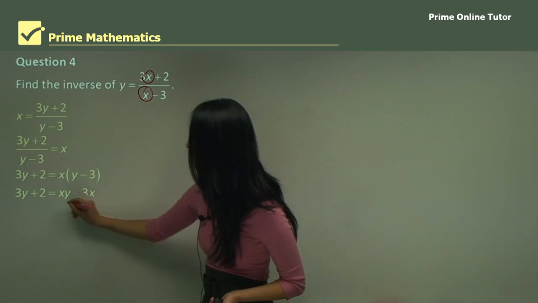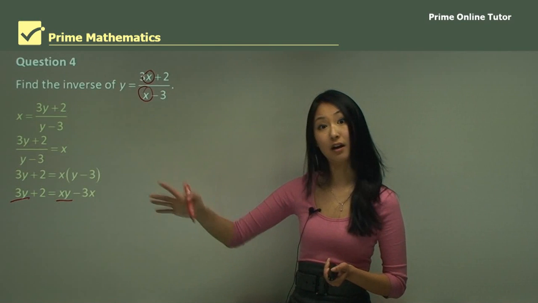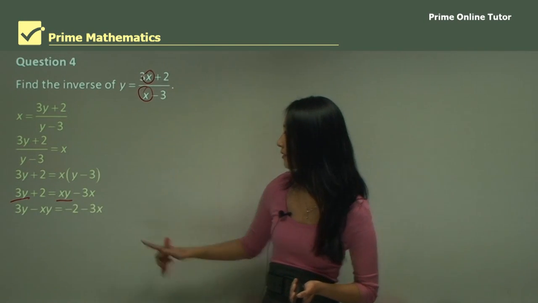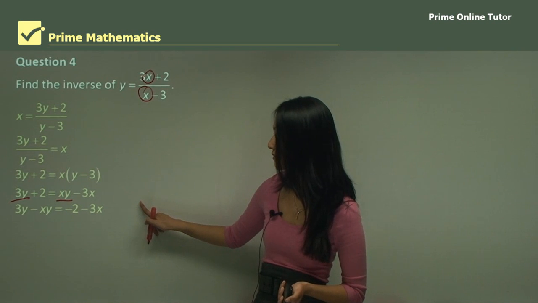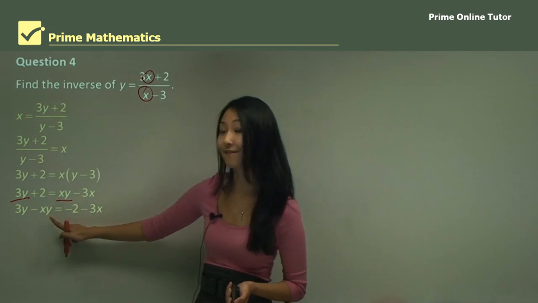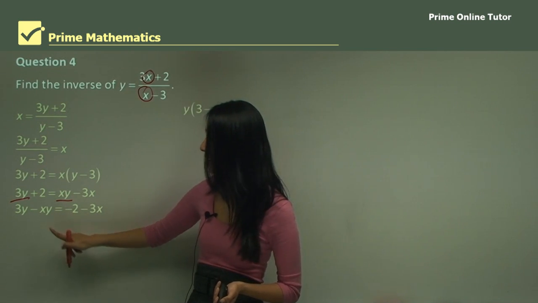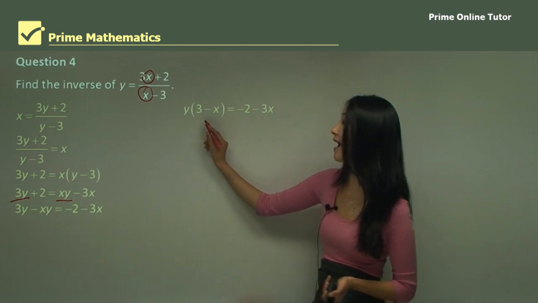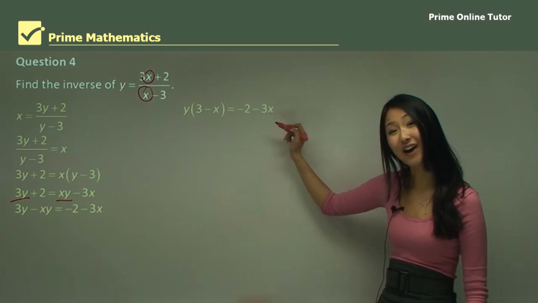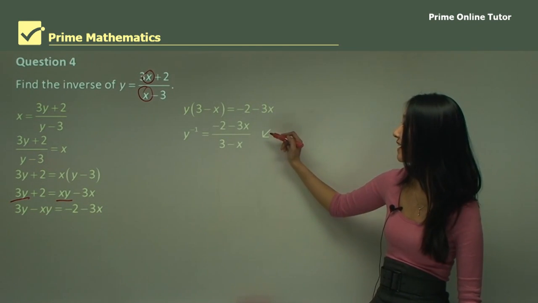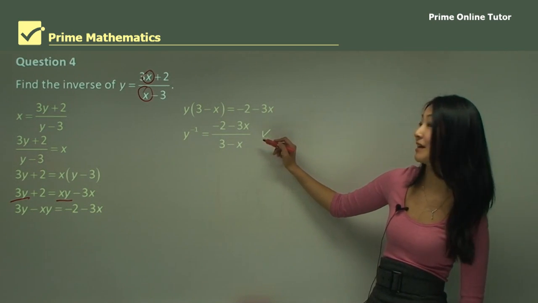So in the way, can you see how this has y and this has y? So I want that by itself on one side. So moving that to this side and moving 2 to the other side, I can see now that I can factorize out that y. Can you see that? So I factorize out the y, and that leaves with 3 minus x. And now I just need to divide that over. So I get y equals negative 2 minus 3x on 3 minus x.